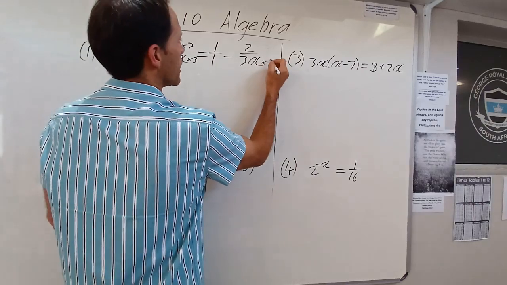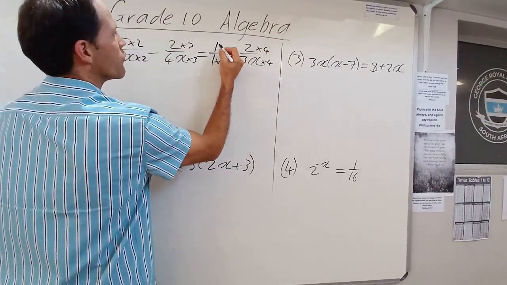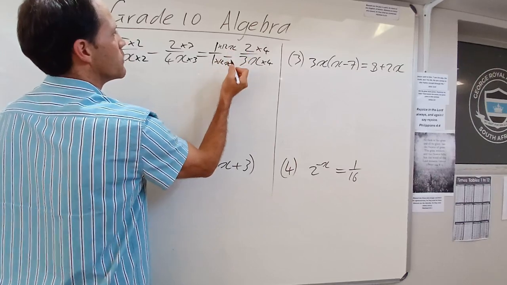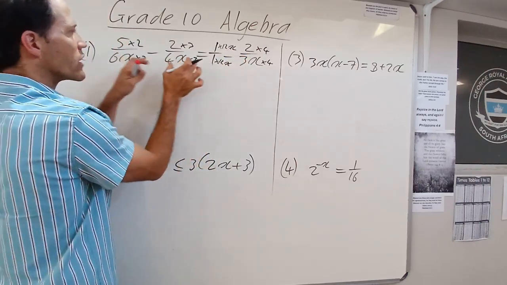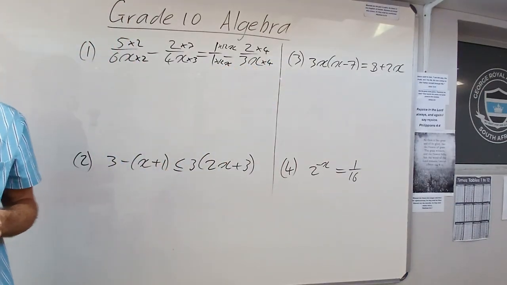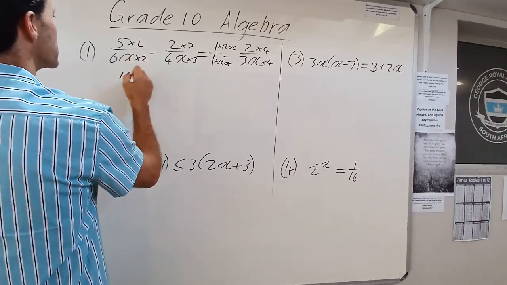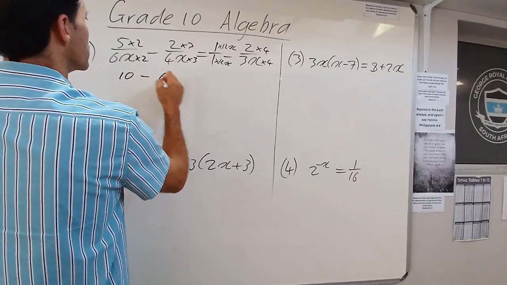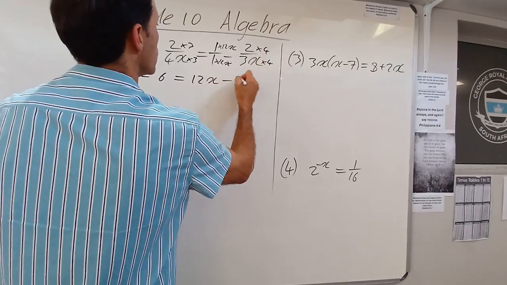This one you got to multiply by 4. And this one needs to be multiplied by 12x, both sides. Okay, so 12x for this one. Now they all have 12x, 12x, 12x, 12x. Same denominators, so we can take them away, and then we get 5 times 2 is 10, minus 2 times 3 is 6, equal to 1 times 12x, 2 times 4.